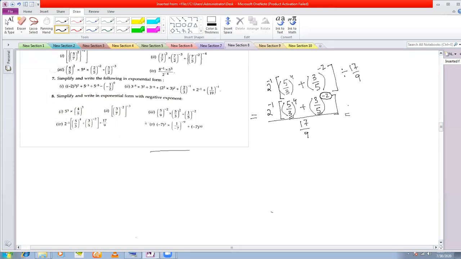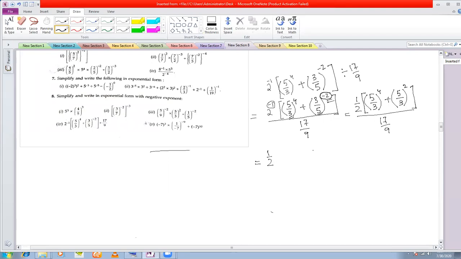And I want to convert this negative power to a positive power also, in order to simplify. So I convert 2 to the power of minus 1 to half. And 5 by 3 is already with a positive power. And this is already a negative power, so I take the reciprocal of 3 by 5 to 5 by 3, and this power gets converted to a positive power, divided by 17 by 9.